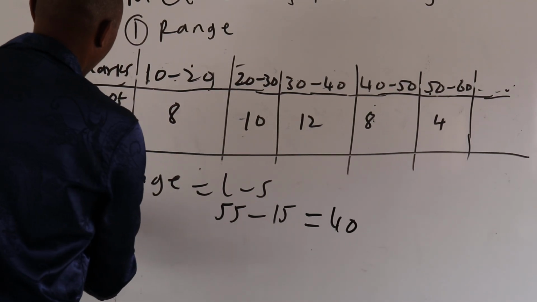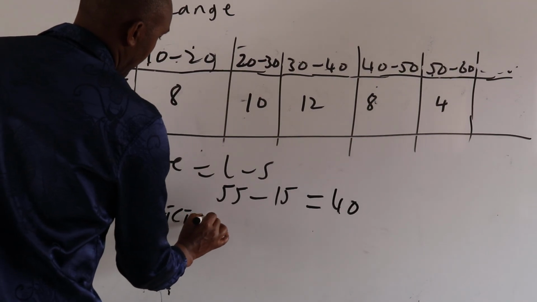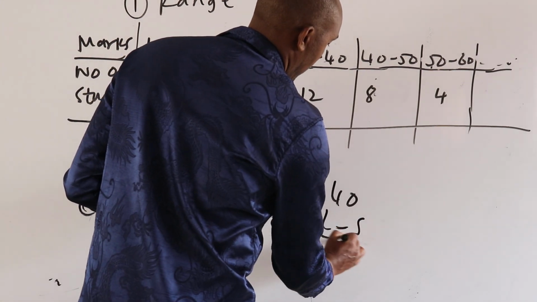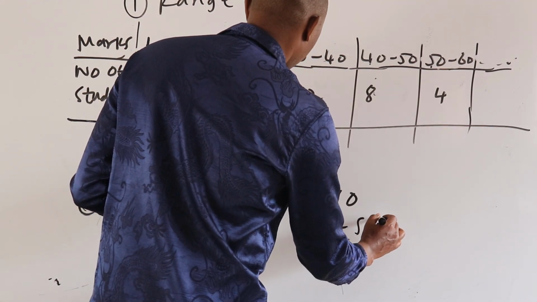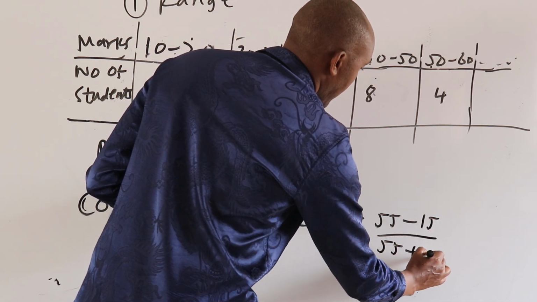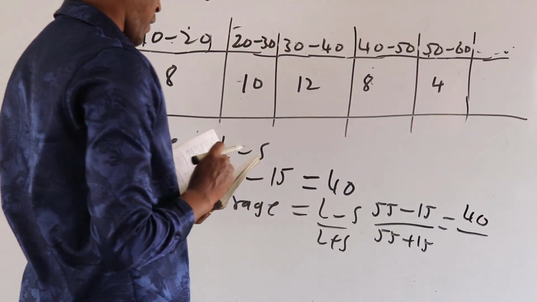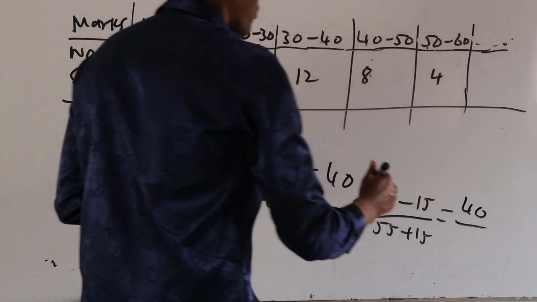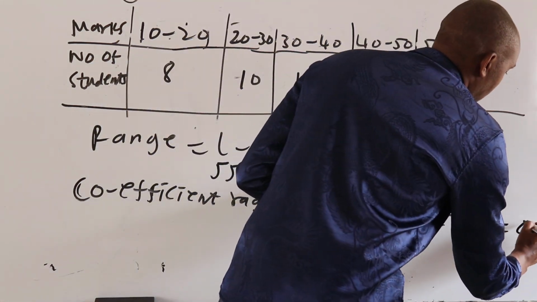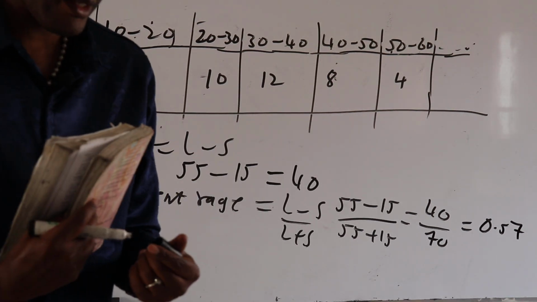From there you also look for the coefficient of range. It will be L minus S over L plus S. In this case, it will be 55 minus 15 over 55 plus 15. So this is 40 over 70. When you divide, you get 0.57 and so on.